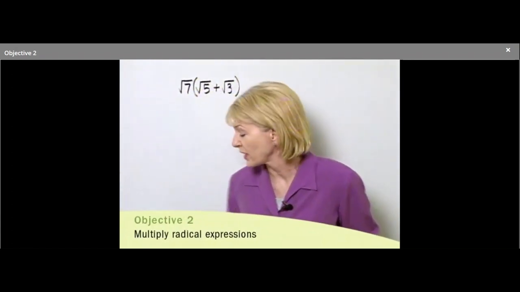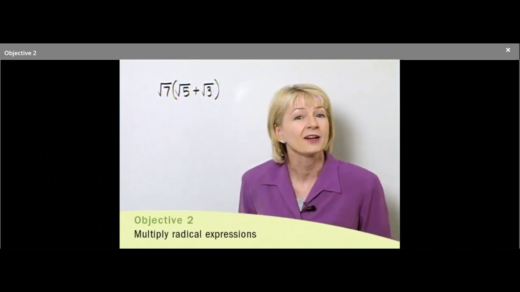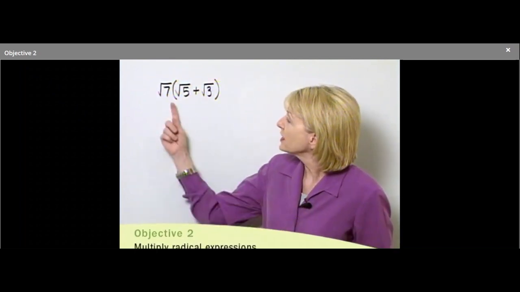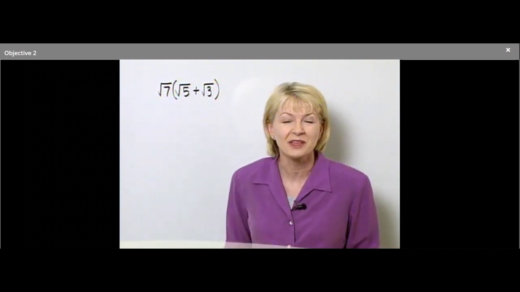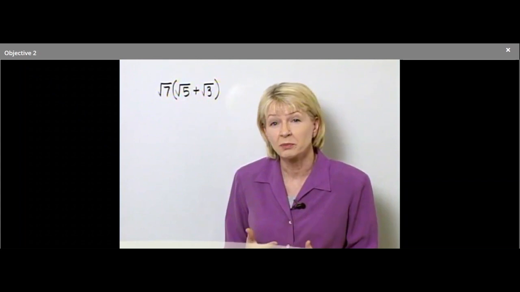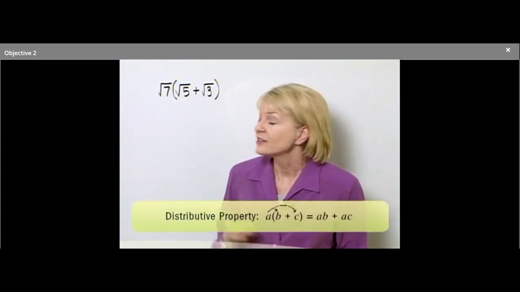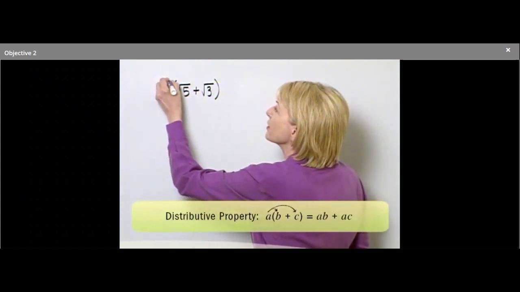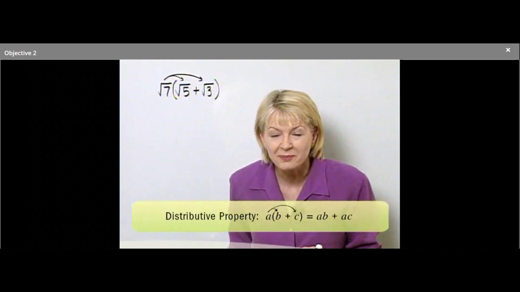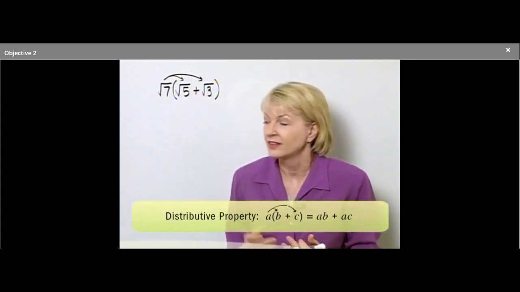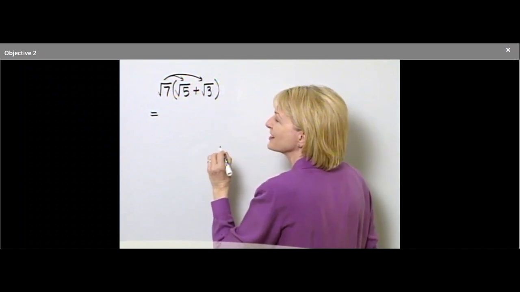Multiplying radical expressions. Notice in this example, I am multiplying, and we can think of this as maybe a monomial times a binomial. When working with multiplication, we use the distributive property. So we will multiply here by using the distributive property and by also remembering the product rule. So let's take this slowly, since this is our first multiplication example.